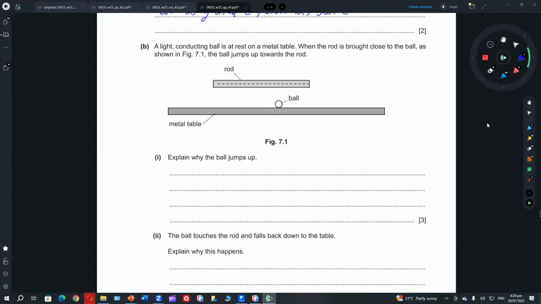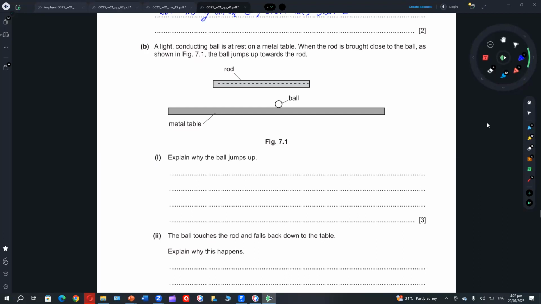Can you see on the screen? Hamad, can you please respond? Can you see the screen? Yes, sir, I can see. Okay, explain why the ball jumps up. So can you tell me why the ball jumps up?